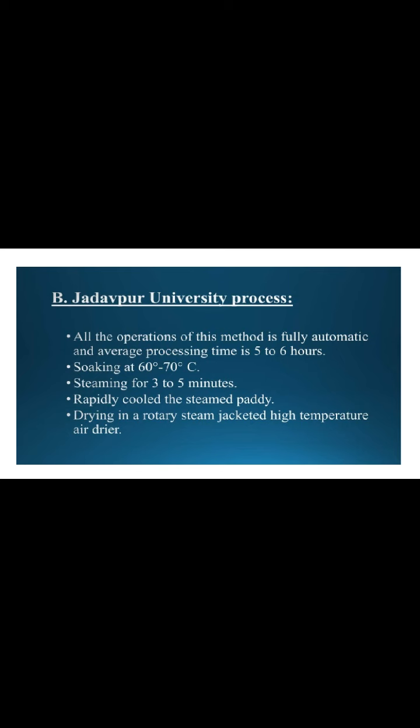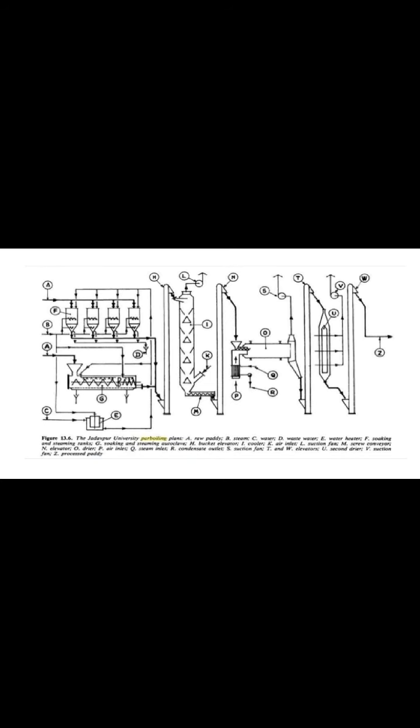So generally the average processing time is only 5 to 6 hours. Soaking at a temperature of 60 to 70 degrees Celsius, steaming time for just 3 to 5 minutes only. Rapidly cool the steamed paddy and dry in a rotary steam jacket high temperature air dryer. So this is the Jadavpur University parboiling plant.